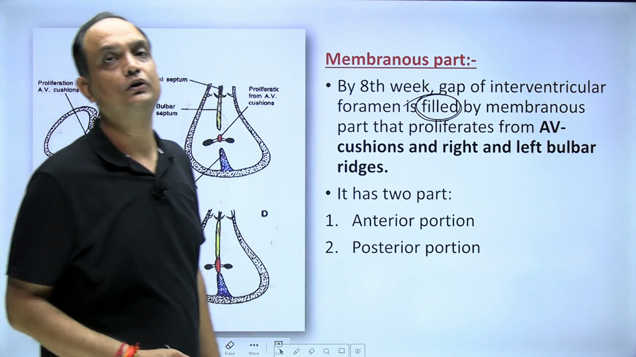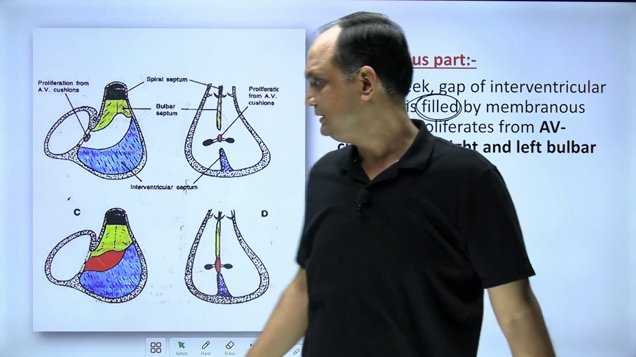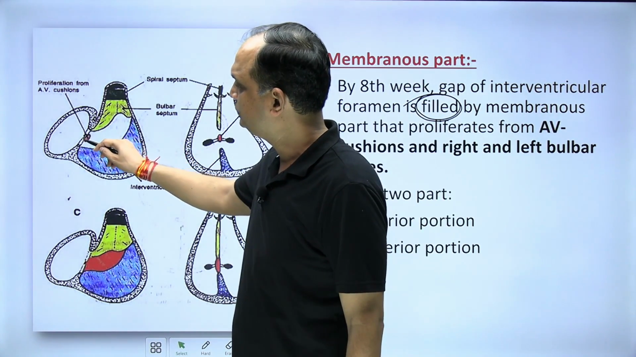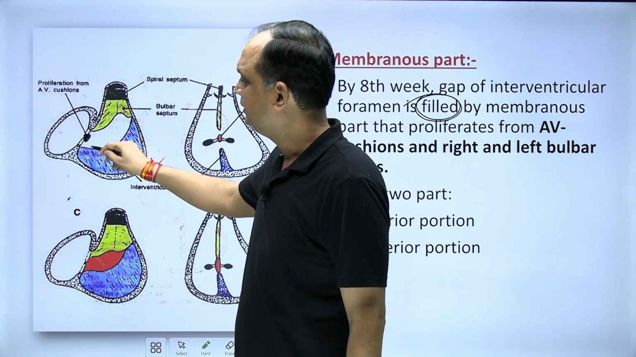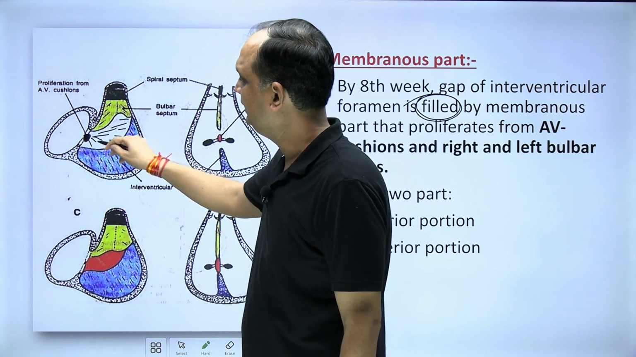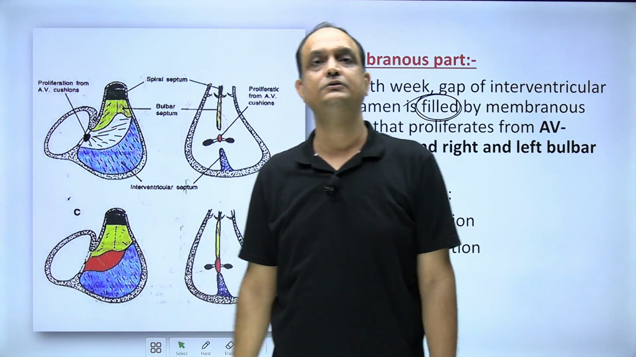Now what is the source of the membranous part? Now here in this diagram, when we are talking about the formation, the majority source comes from this AV cushion. Now this AV cushion will proliferate and the tissue will form here, and this is known as the membranous part.